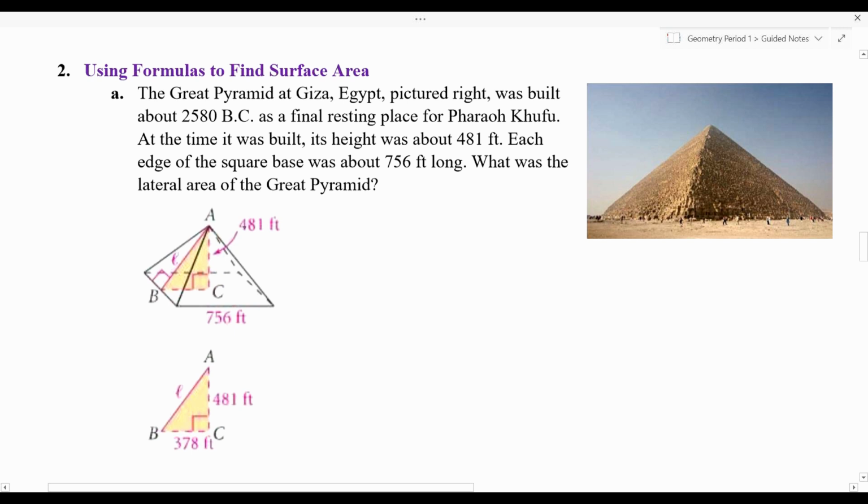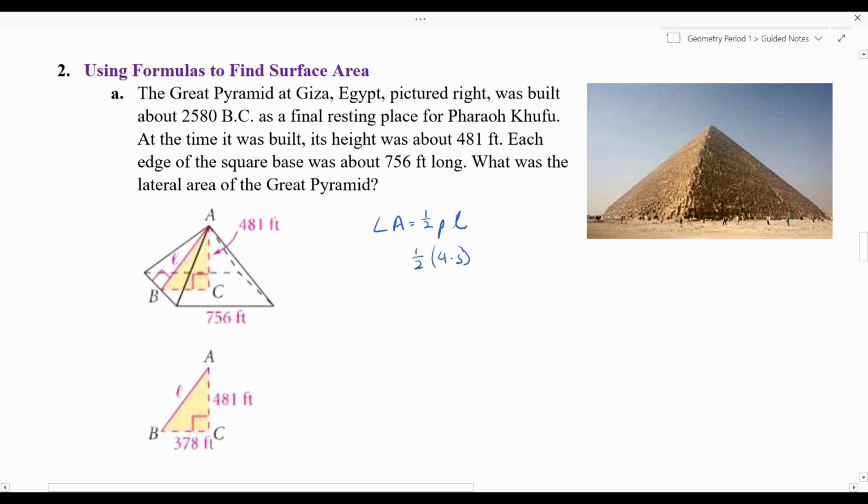Okay, so we're looking for lateral area. We know that lateral area equals 1/2 the perimeter times the slant. So we have that out of the way, and we go ahead and plug in what we have. We have 1/2 times 4 times S, and it's 4 because there are 4 sides on the base. And each side is going to be 756.